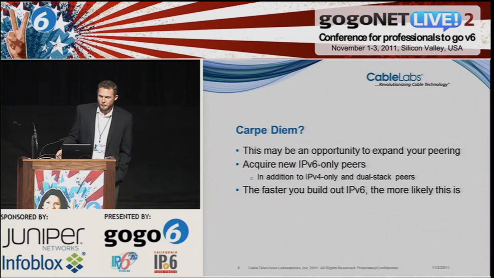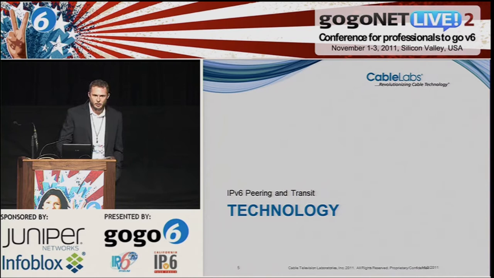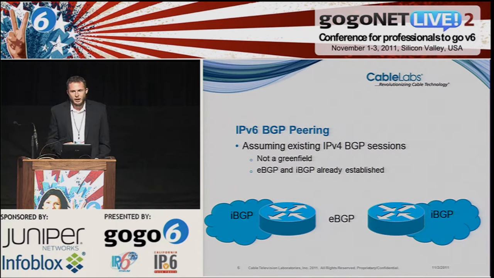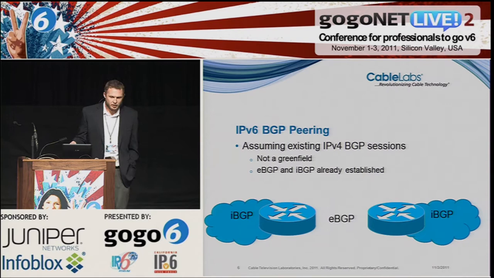So that's really the gist of the relationships, and I'd like to dig into more of the technology, which is more of what I'm comfortable with anyway. So starting with just IPv6 BGP peering, I'm assuming you're doing a trial, so this isn't a greenfield deployment. This is not just an IPv6-only network that you're setting up for the first time. So you already have eBGP and iBGP configured in your network.